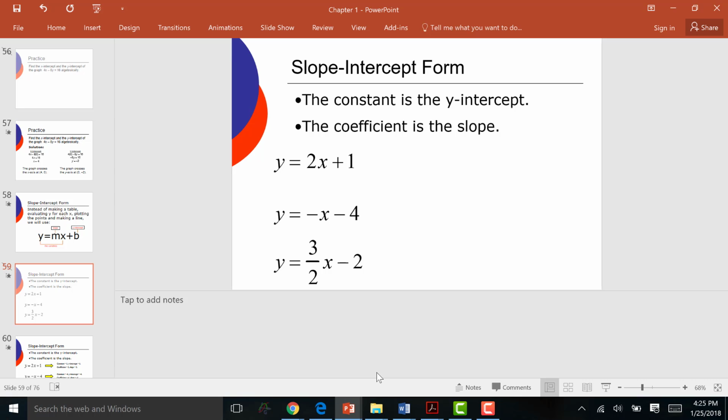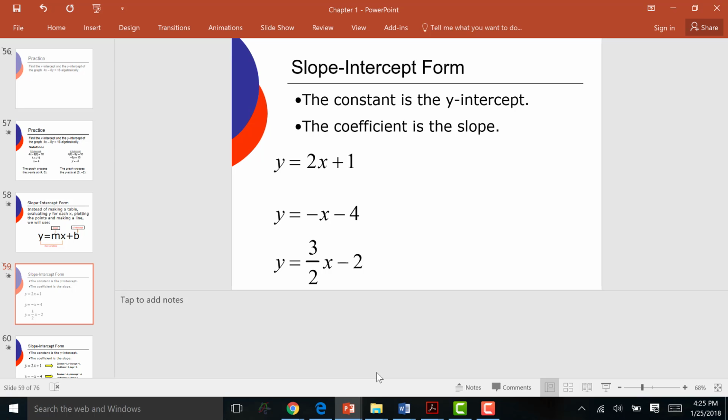Well, first of all, do you know whether they're going to go uphill or downhill? Tell me first, the first equation, uphill or downhill? Uphill because +2. Second one, uphill or downhill? Because? Third one, uphill or downhill? Uphill because +3/2. It's just positive.